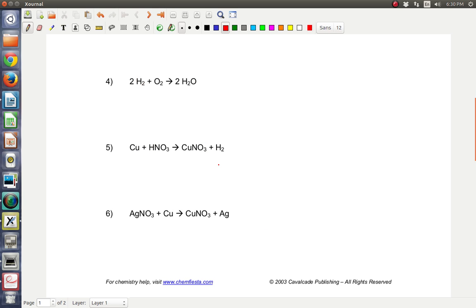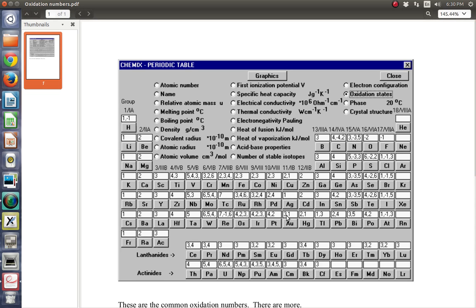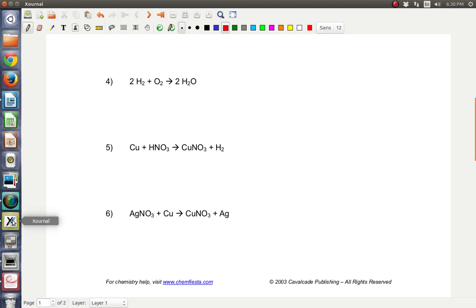I think I'll do number 6, and we're going to look these guys up. All right, let's look up silver. Ag. Silver has a +1 charge. So I'm going to go back over here. This would be a +1 charge. And since silver's by itself over here, it has a 0 charge, a 0 oxidation number. What about nitrogen? Okay.